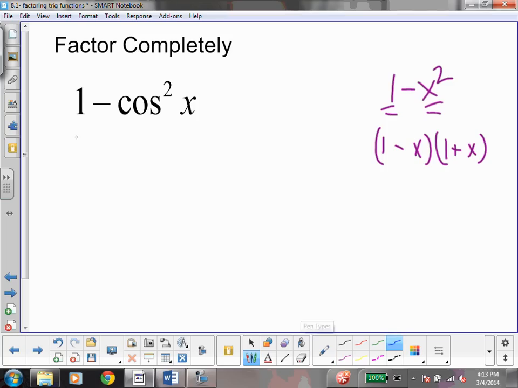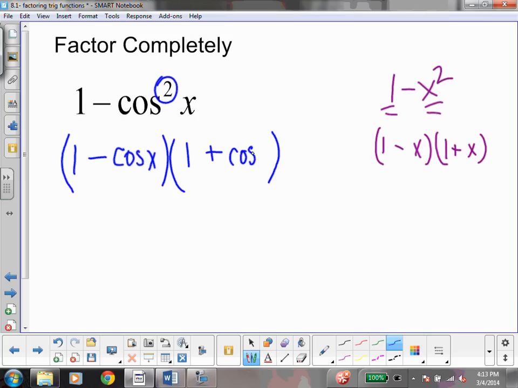The same concept can be applied here. I have two terms, so I break apart to two parentheses. It's the difference of squares because cosine squared is a perfect square. I've got 1 and 1. I know I will have opposite signs, and to get cosine squared, I have to have a cosine in both positions. It is important with this that you write the 1 first because you need the cosine term to be negative.